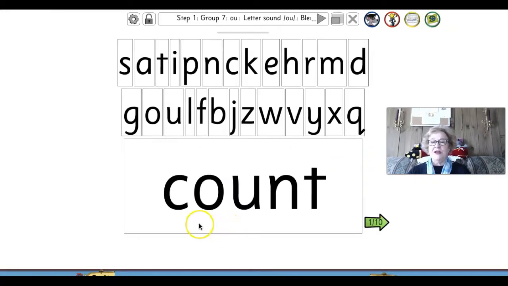Now let's try to read some words with the ow sound. Are you ready? Read them with me. Count. What's the word, boys and girls? Count. And what two letters are making our ow sound? O and U. If you're writing the words at home, make sure you underline that OU to help your eyes and your brain remember. OU for ow.